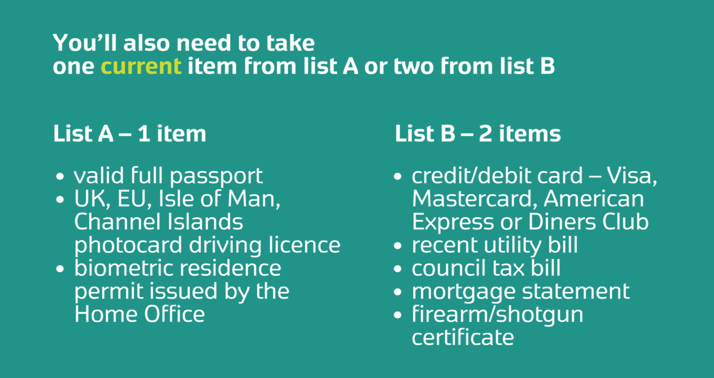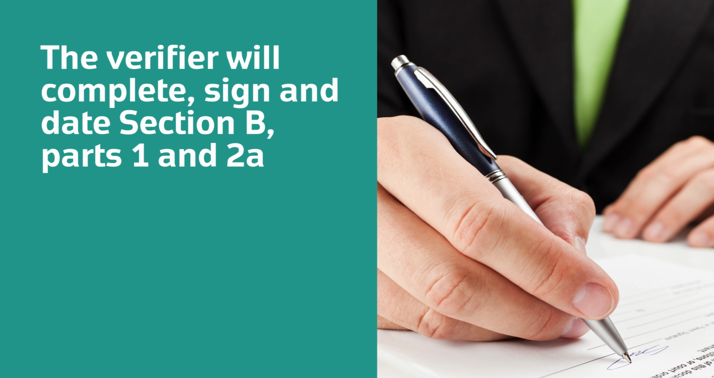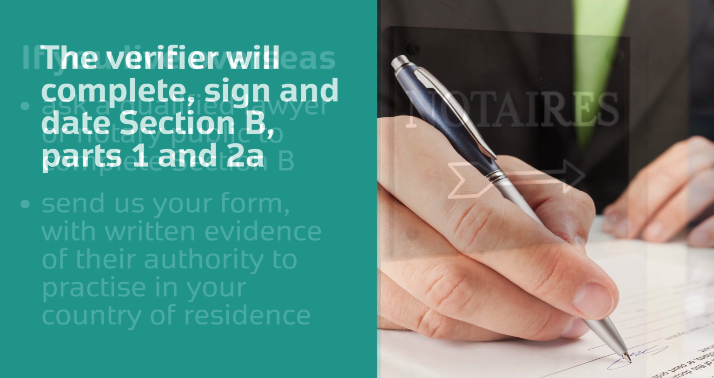To show evidence of your identity, you will need to take the following items listed in Section 3 of the Form ID1. 1 item from List A or 2 items from List B. The verifier will then complete, sign and date Section B, Parts 1 and 2A.